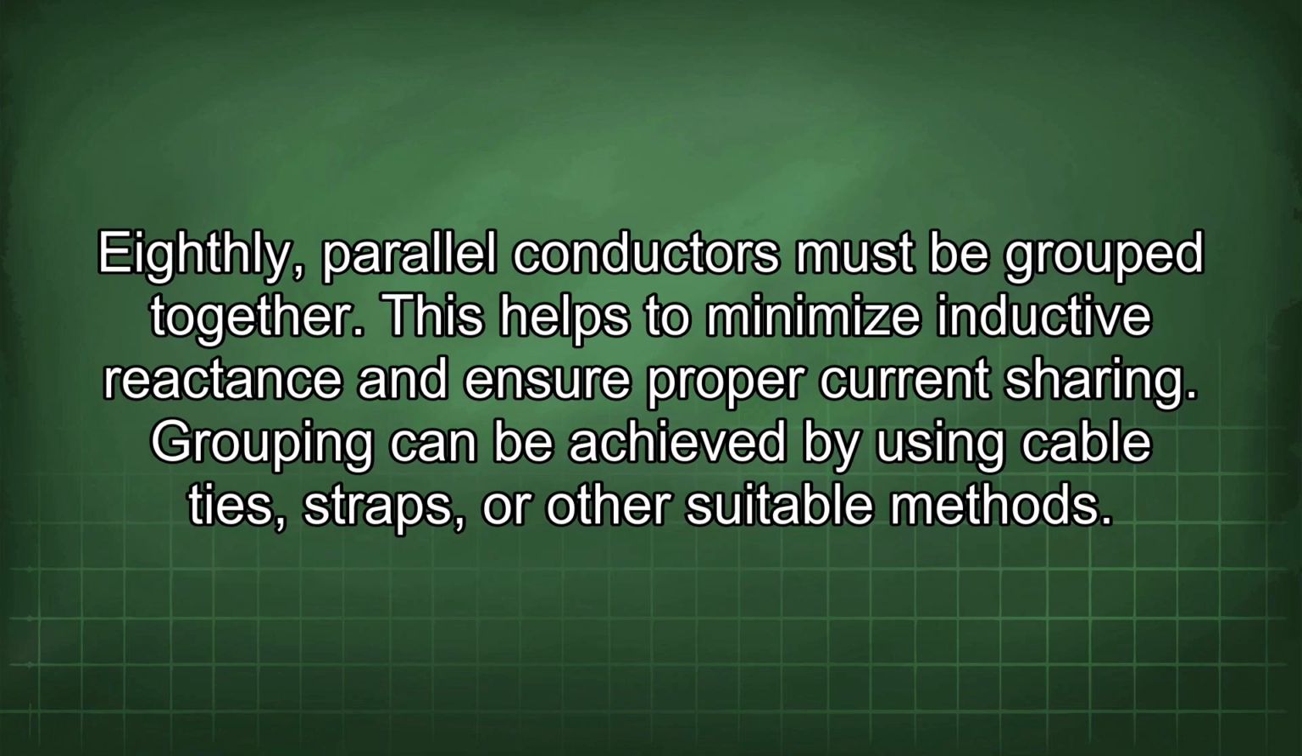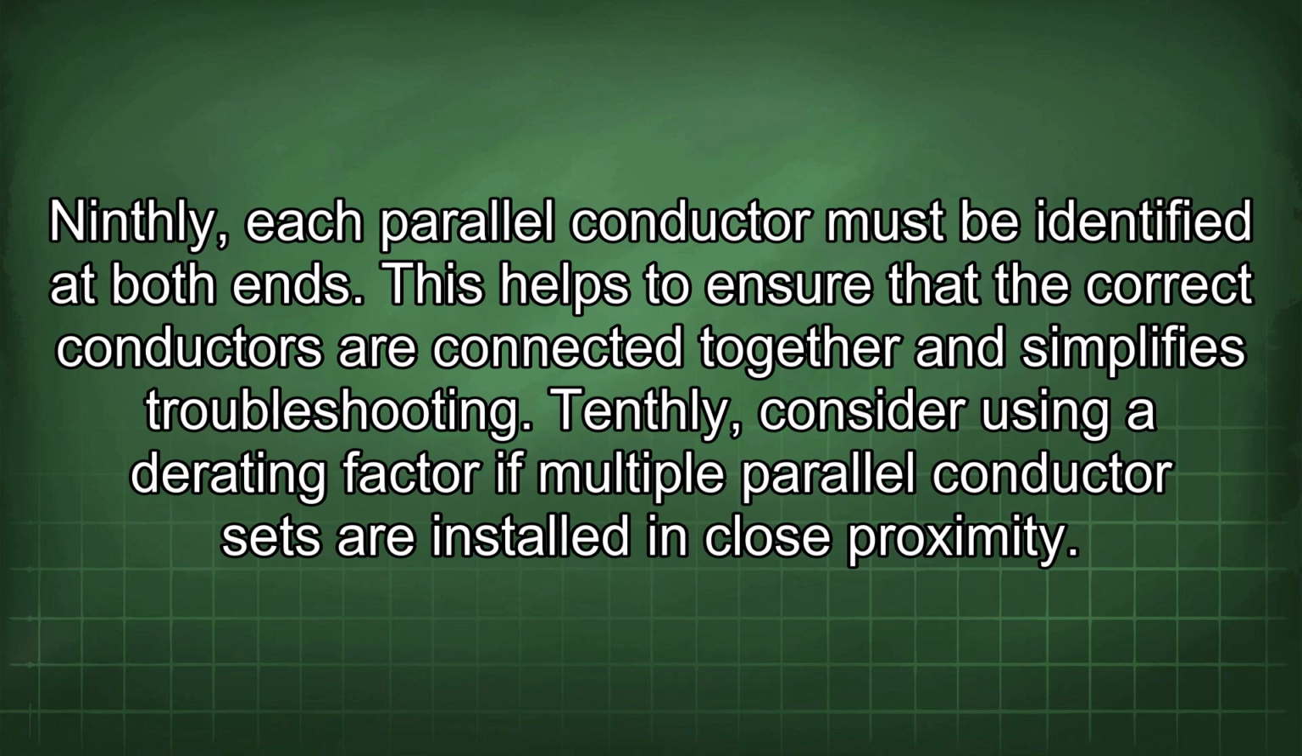Eighthly, parallel conductors must be grouped together. This helps to minimize inductive reactance and ensure proper current sharing. Grouping can be achieved by using cable ties, straps, or other suitable methods. Ninthly, each parallel conductor must be identified at both ends. This helps to ensure that the correct conductors are connected together and simplifies troubleshooting.